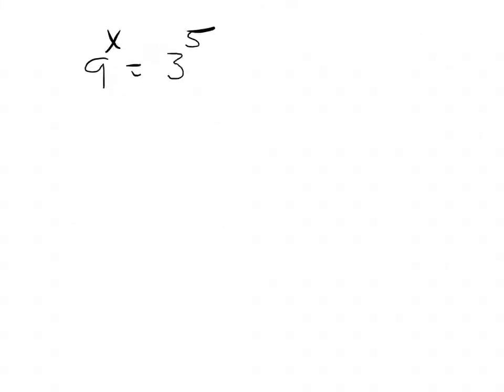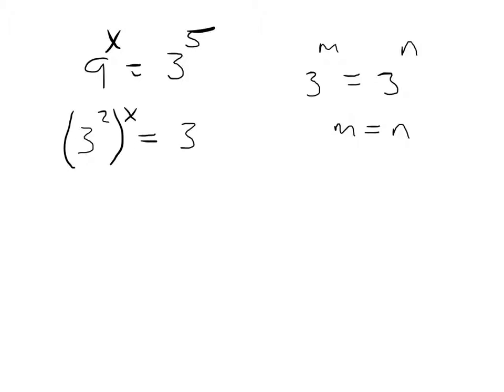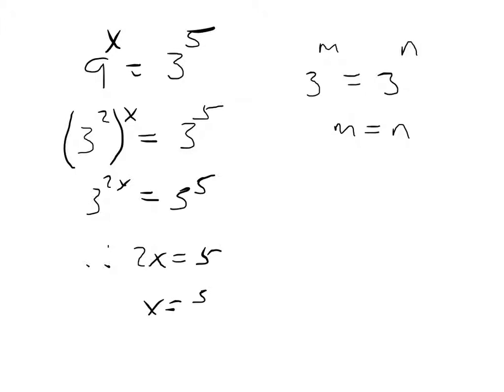You're going to be asked to solve some equations where you're solving with the variable up in the exponent. And in this case, I want to use the idea that if I've got 3 to the m equals 3 to the n, then m will equal n. So in this case, I can write that 9 as 3 squared to the x equals 3 to the 5th. 3 to the 2x equals 3 to the 5th. Therefore, 2x equals 5, x equals 5/2.